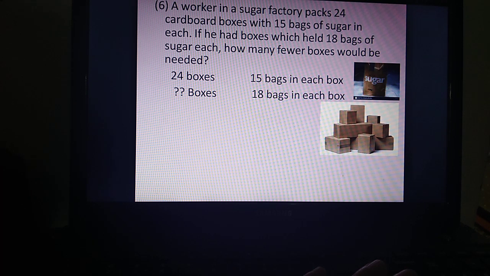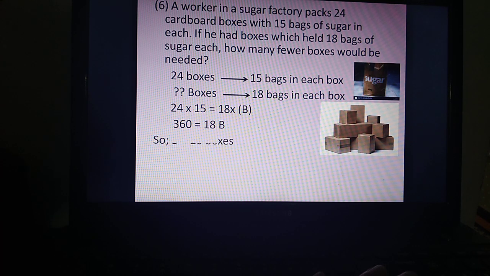24 boxes, 15 bags in each box. How many boxes are needed if I put 18 bags in each box? اتفقنا إنه تناسب عكسي فبضرب أفقي. هلا 24 multiplied by 15 equals B, which is the number of boxes, multiplied by 18. هلا بضرب والجواب بيطلع 360 equals 18B. Now divide by 18 by 18. B is 20 boxes. Are we done?